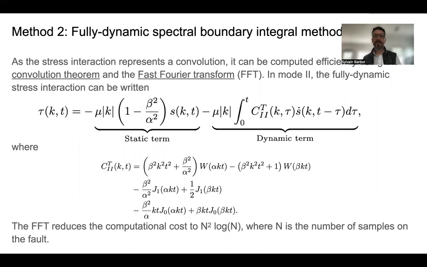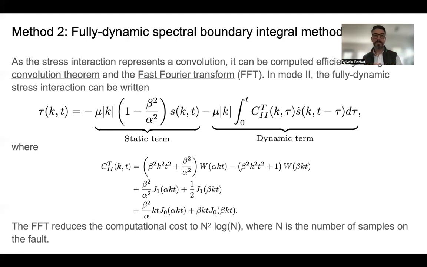In fact, we can find closed form solutions that relate the history of slip on the fault to the stress on the fault that can be described in the Fourier domain. An example of this is shown here for mode 2 for the fully dynamic stress interaction. You can see that the static term in the Fourier domain is simply a transfer function between slip and stress. So it's a very trivial calculation.